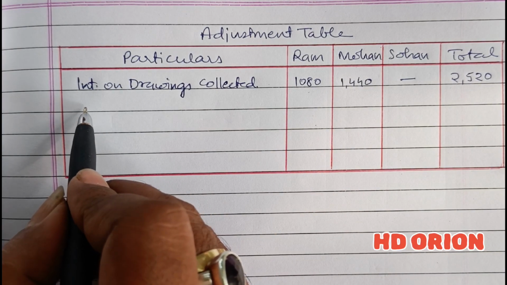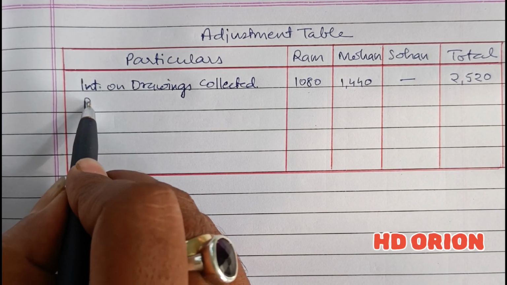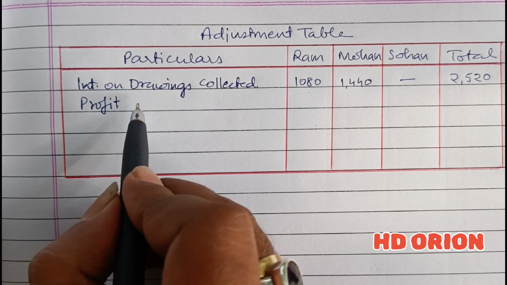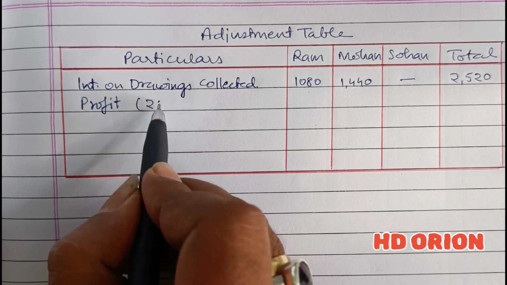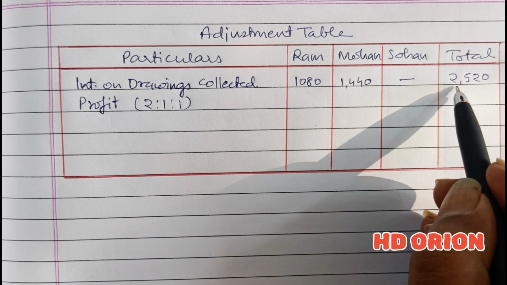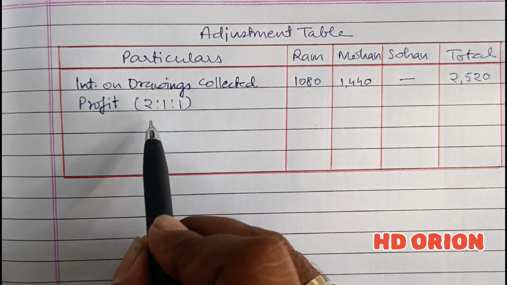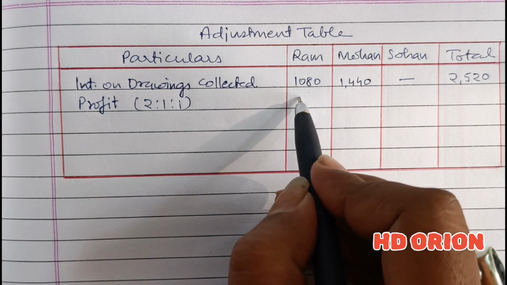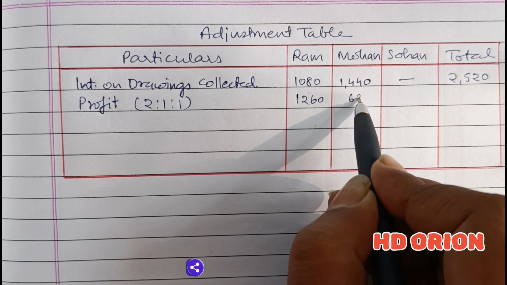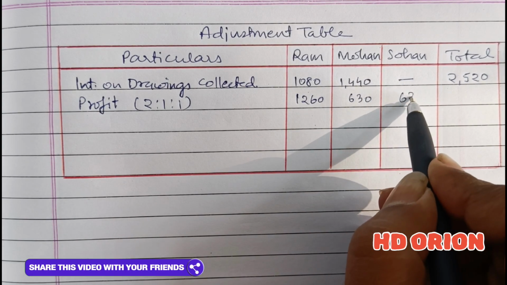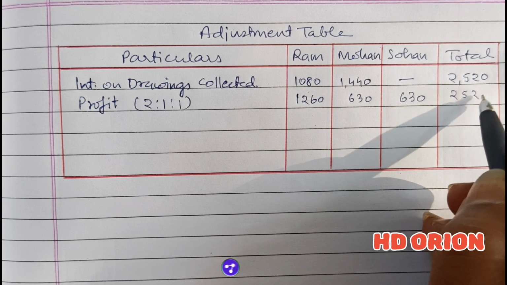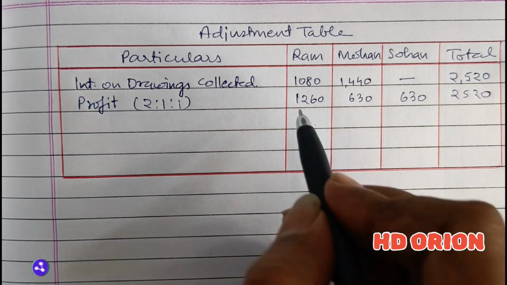And what did it do with this income? It distributed it to the partners as profit in the profit sharing ratio, which is 2:1:1. So when 2520 is divided in this ratio, it is 1260 Ram received and 630 Mohan and 630 Sohan. In this way, the entire 2520 rupees is given to the partners.